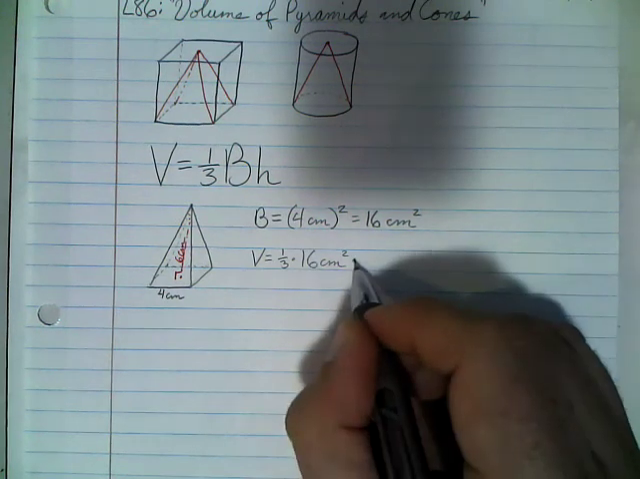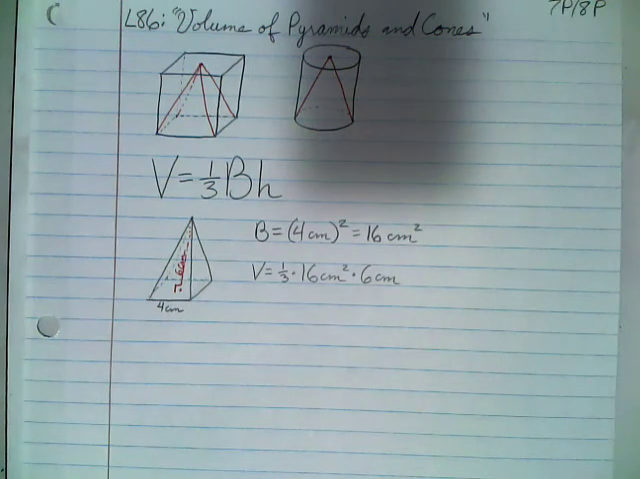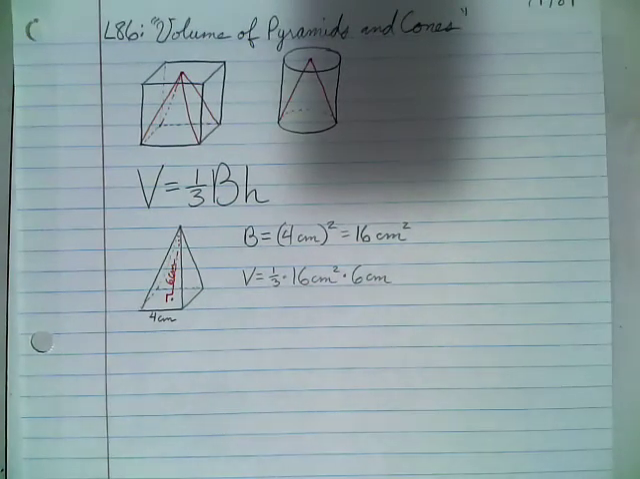and then times 6 centimeters, which is the height. Remember that you can do this in absolutely any order that you want since it's all multiplication. So you could do 1/3 of 16, which is not going to come out as a whole number, and then times that result by 6.